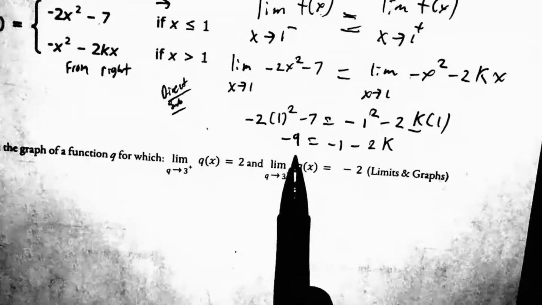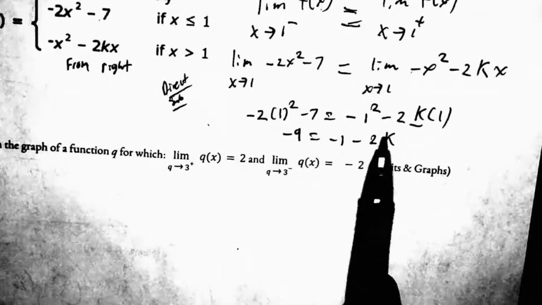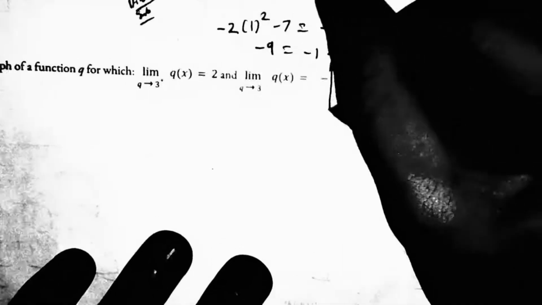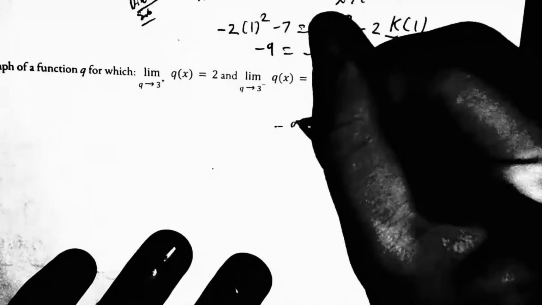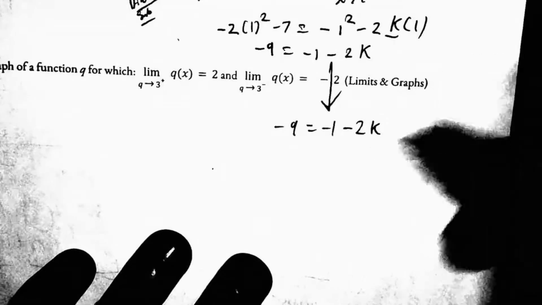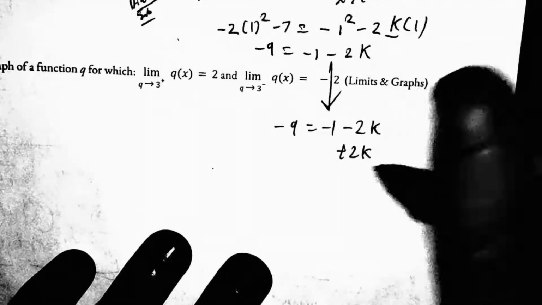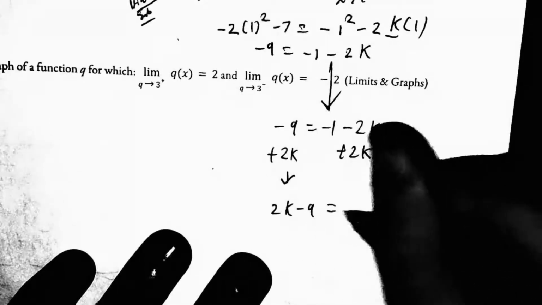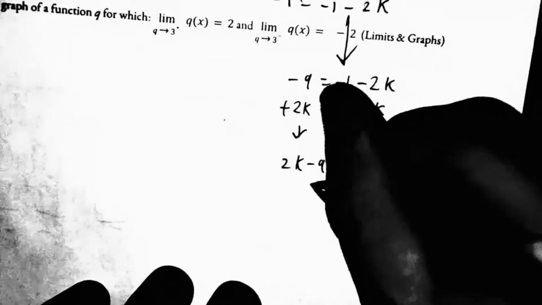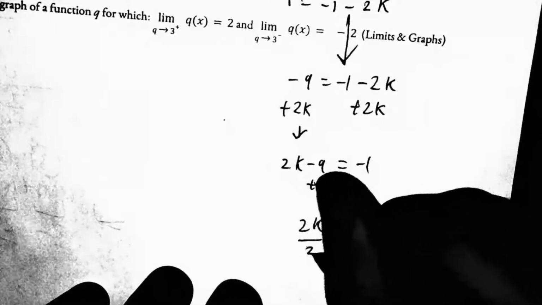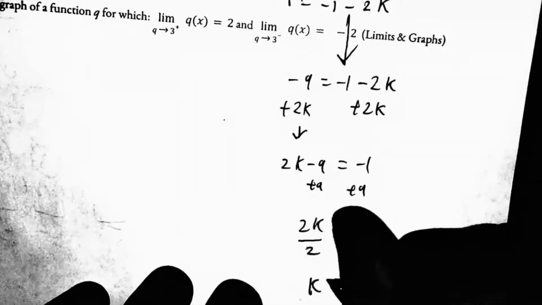So now I'm at this point where -9 equals -1 minus 2k. I want 2k by itself. I'm going to continue this down here. I'm going to rewrite it to just make it clear. I'm going to add 2k to both sides. It'll give me 2k minus 9 equals -1. And then I'm going to add 9 to both sides. It'll get me 2k equals 8. And then I'm going to divide by 2 on both sides. And k equals 4.